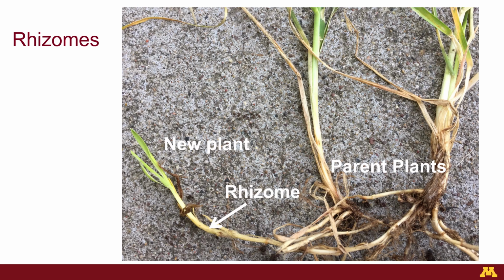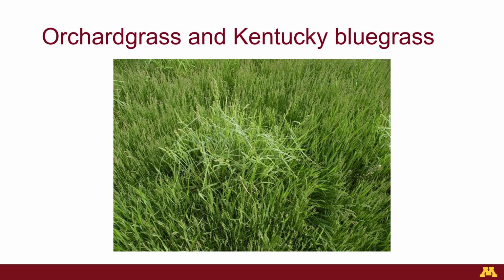Grasses that do not spread are called bunch grasses. Examples are orchard grass and perennial ryegrass. Orchard grass is an example of a bunch grass that only spreads by expansion of the original plant. Kentucky bluegrass is a spreading grass that forms a dense sod. Because of its growth habit, Kentucky bluegrass is used in pastures as well as home lawns.